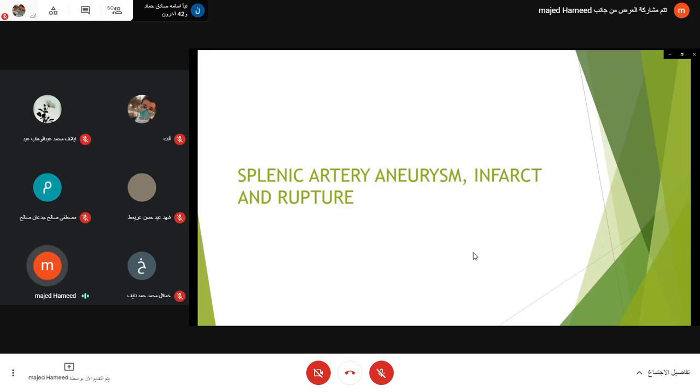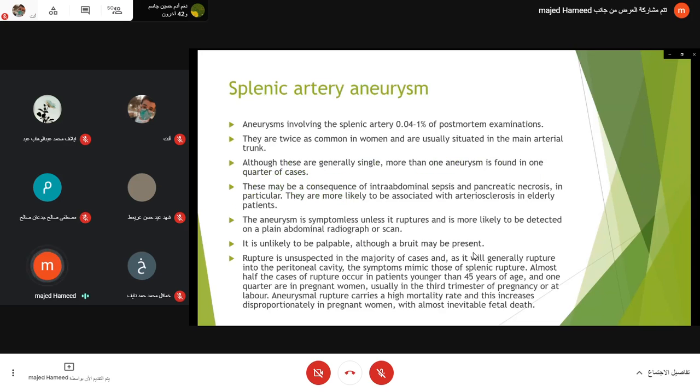Splenic artery aneurysm, infarct, and rupture. Splenic artery aneurysms involve the splenic artery in 0.4 to 1% of postmortem examinations, are twice as common in women, and are usually situated in the main arterial trunk. Although these are generally single, more than one aneurysm is found in 1/4 of cases. These may be consequences of intra-abdominal sepsis and pancreatic necrosis.